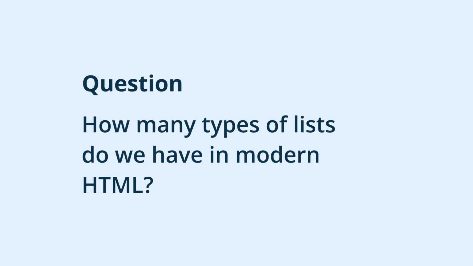So now, before we dive into lists in web design, I have a quick question for you and I would like to know your answers in the comments. The question is, how many types of lists do we actually have in modern HTML? It turns out that there are actually 3 types of lists you need to master in web design.